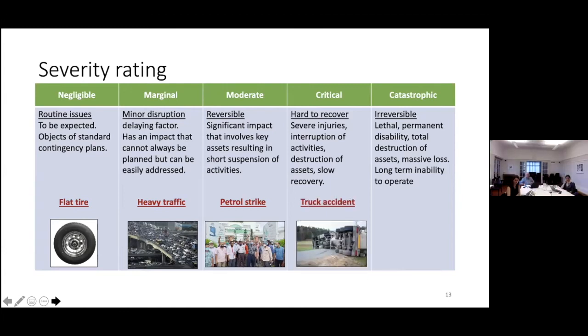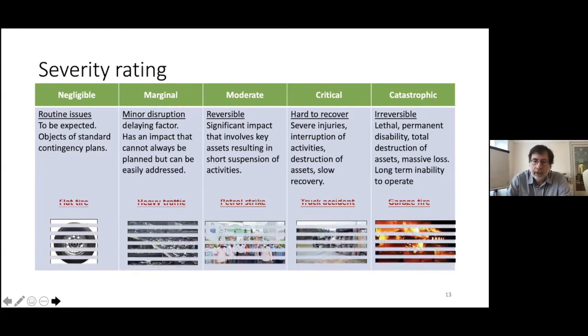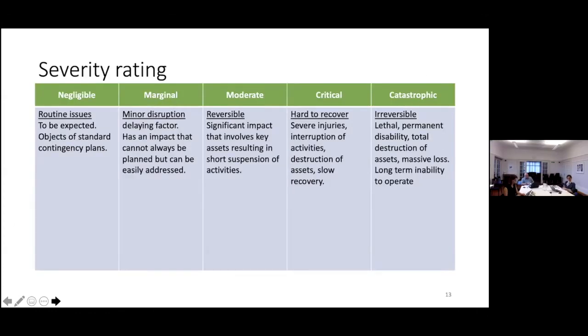Now, when we move to critical risk, for example, you have a truck accident. Well, this is a major incident. This is major damage, up to destruction of assets. The recovery is going to be slow. You may have injuries. It's hard to recover, okay? But ultimately, if your whole business goes up in flames, if there was a fire in the garage and all your trucks burned down, well, this is a catastrophic situation, okay? And this is almost irreversible for your company to come back from. Okay, so you see the gradation, from the most catastrophic to the most negligible.